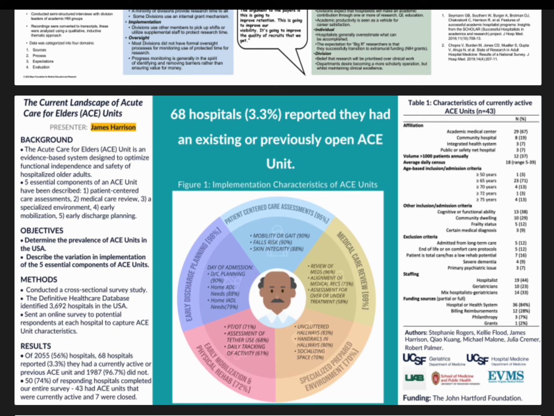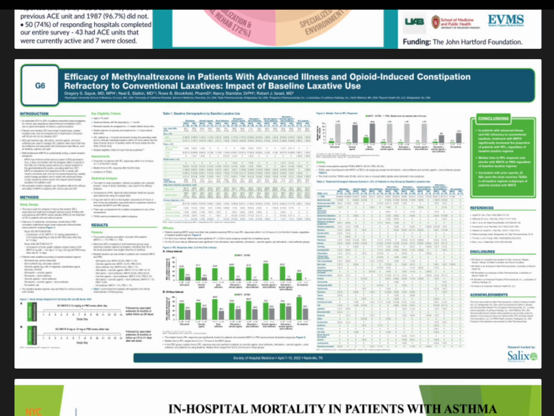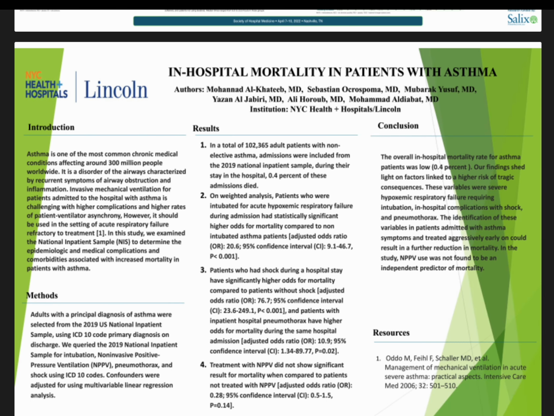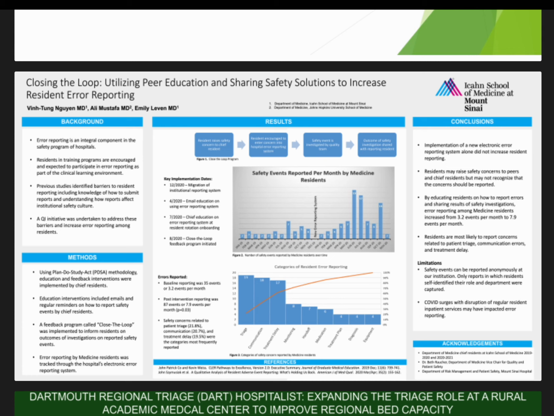The current landscape of acute care for elders. This is great. And this is just information acquired from multiple areas. Putting together information, that's what is called the current landscape of something. Efficacy of methylnaltrexone in patients with advanced illness and opioid-induced constipation, refractory to conventional laxatives. Impact of baseline laxative use. In-hospital mortality in patients with asthma. Good one. Closing the loop, utilizing peer education and sharing safety solutions to increase resident error reporting.